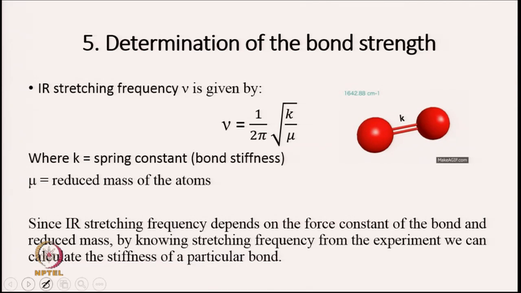So the next application of IR spectroscopy is determination of the bond strength. You know that the IR stretching frequency is given by 1 by 2 pi root k by mu, where k is the spring constant and mu is the reduced mass of the atoms. Mu is related to the masses, whereas k is related to bond strength. So by looking at k, you can determine the bond strength. If the bond strength is high, then k is going to be high. By knowing the stretching frequency from the experiment, we can calculate the stiffness of a particular bond.